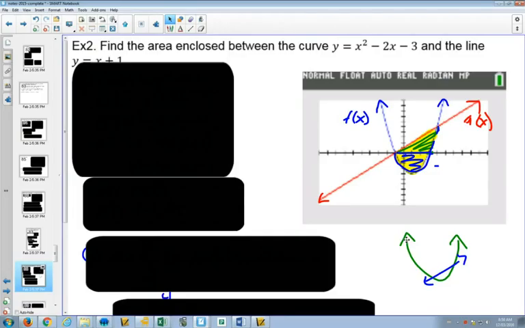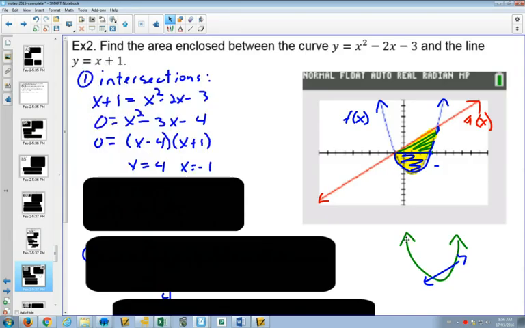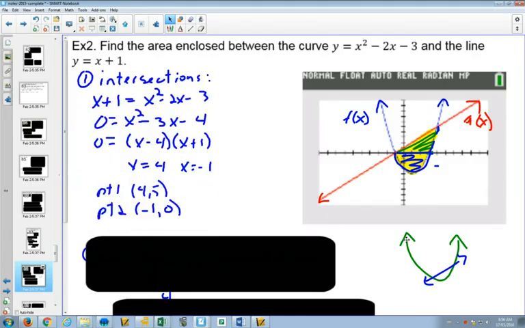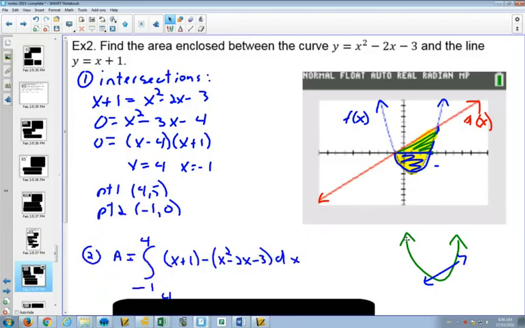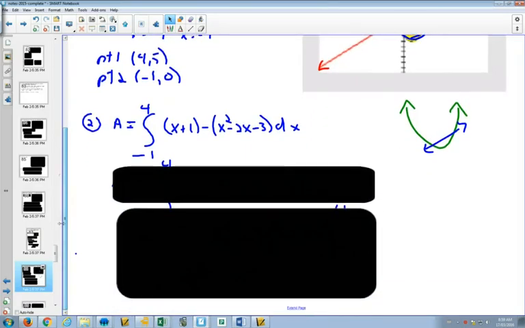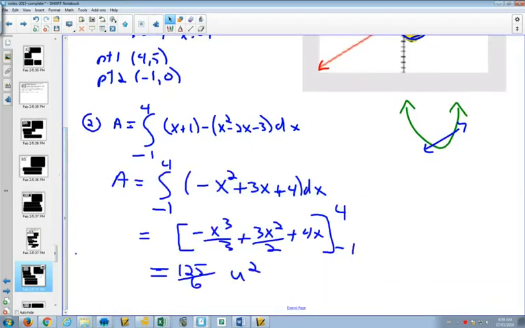So if you found your intersection points so far, you should have got 4 and -1. And then you can set up your integral. We'll check your integration, and then I'm not going to worry about whether or not you've plugged everything in. When you've integrated it, this is what you should have got: x cubed over 3, minus x cubed over 3 plus 3x squared over 2 plus 4x. And we're going to trust each other that you could plug those values in, use a calculator, and solve them to get that answer.